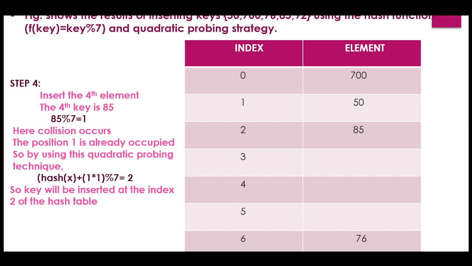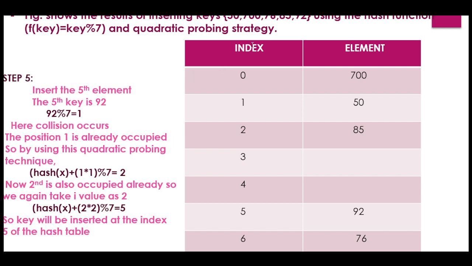Next, fourth element we have here is 85. 85 mod 7 is 1. Here collision occurs. The position 1 is already occupied. So by using the quadratic probing technique, we have the formula hash of x plus i into i, that is 1 into 1, i here is 1, mod 7 is 2. So key will be inserted at the index of 2 of the hash table.